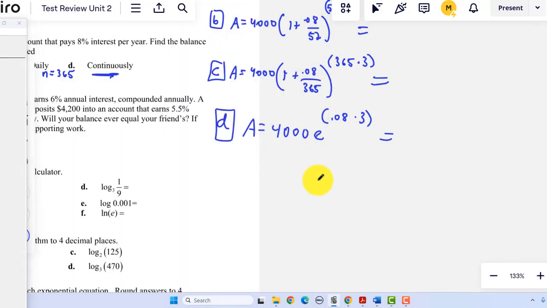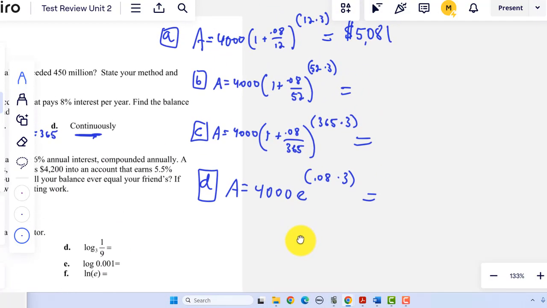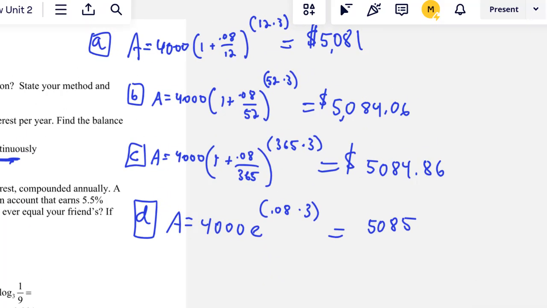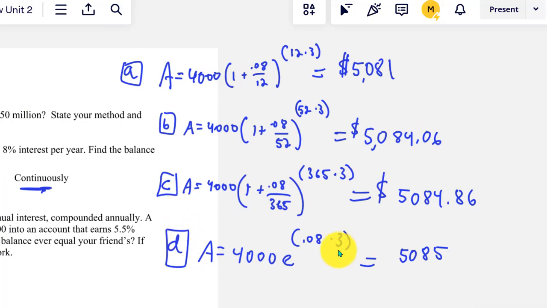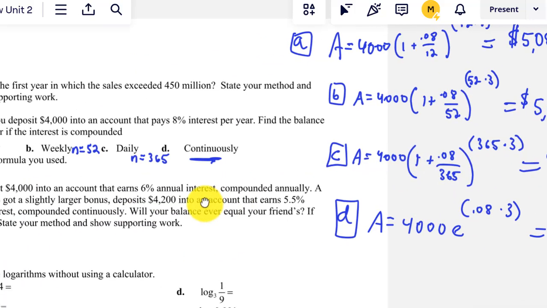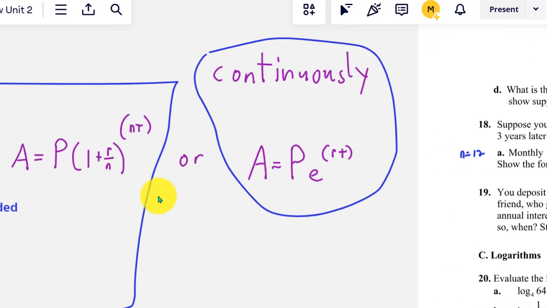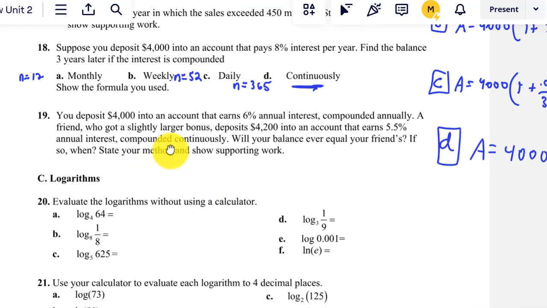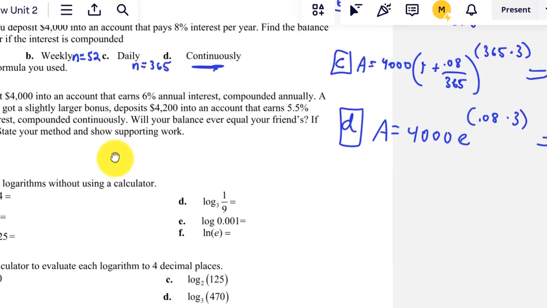Okay, and let me just write in my answers here. So these are my answers for A, B, C, and D. Okay, and again, in my class, I'm going to give you these formulas. You don't have to memorize them, but some of your teachers might ask you to memorize these formulas. Not a big ask. Number 19.